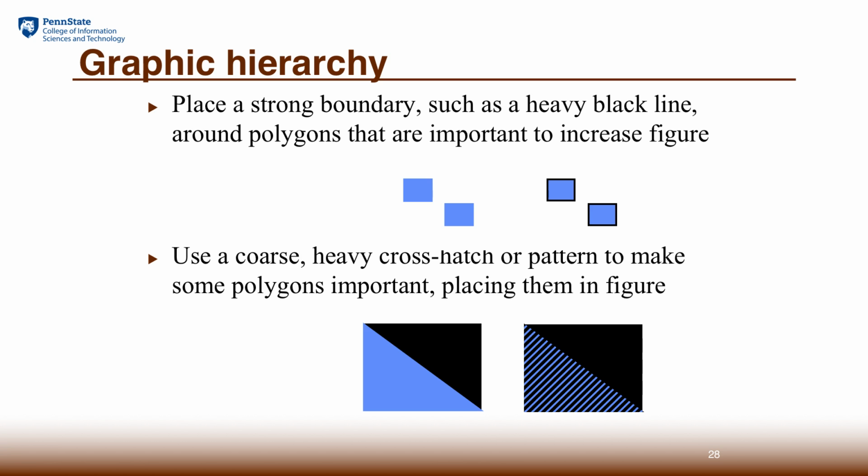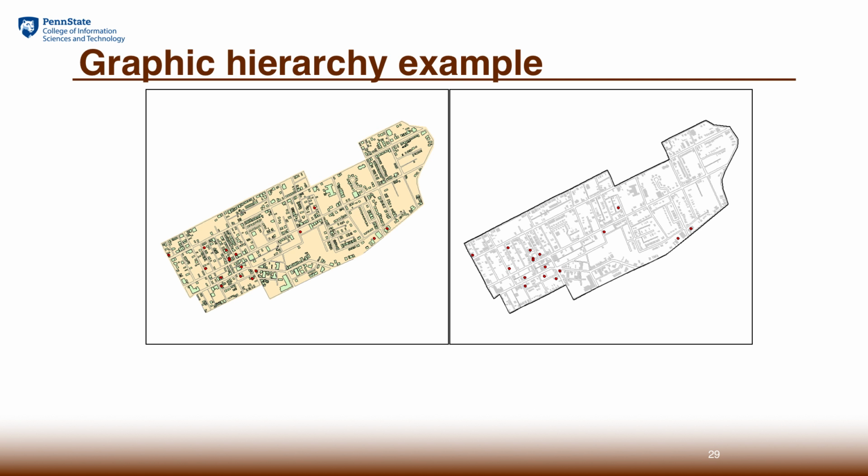One way to emphasize visual effect is to add a very heavy black line around the polygon so that it will increase the attractiveness and attention effects of those figures. The other possibility for areal data is to add a very heavy crosshatch pattern for the polygon, which tends to attract more attention. Here's another example of using the graphic hierarchy concept.